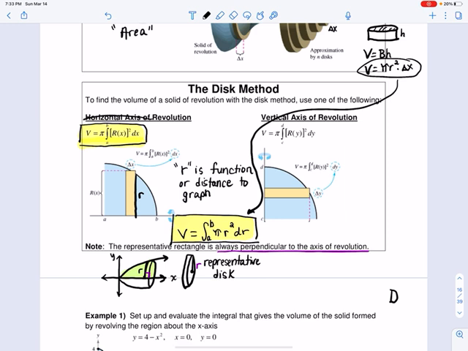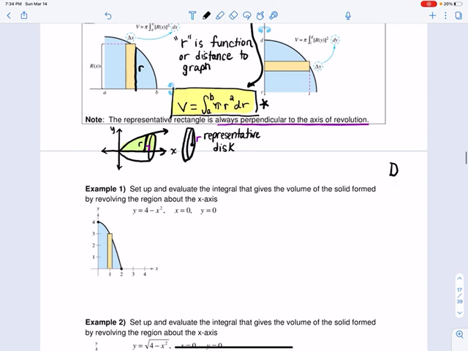This other formula right here is what most textbooks will use, the horizontal axis of revolution. So it is pi r squared dx. And remember, the dx or the dr or the delta x is the height or thickness of each representative disk. So this is the formula that we're going to be using. So it's just like area, where you would subtract the two functions in order to get the area bounded by the graph of two functions. But now we have a three-dimensional representative figure, which means that we're also going to be using pi because we are doing a rotation.